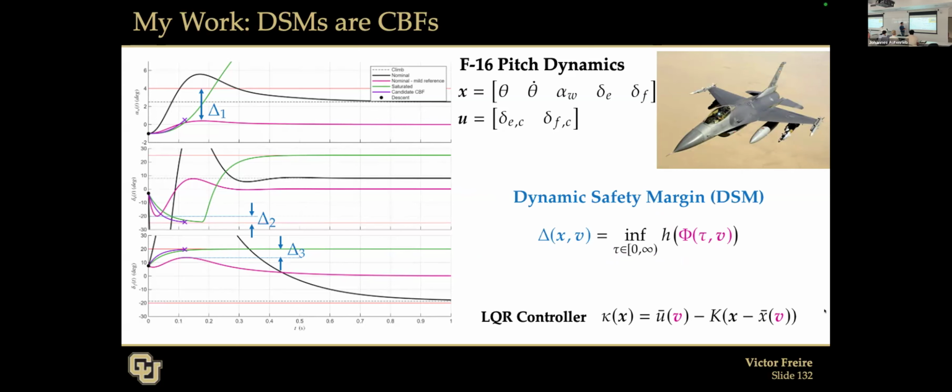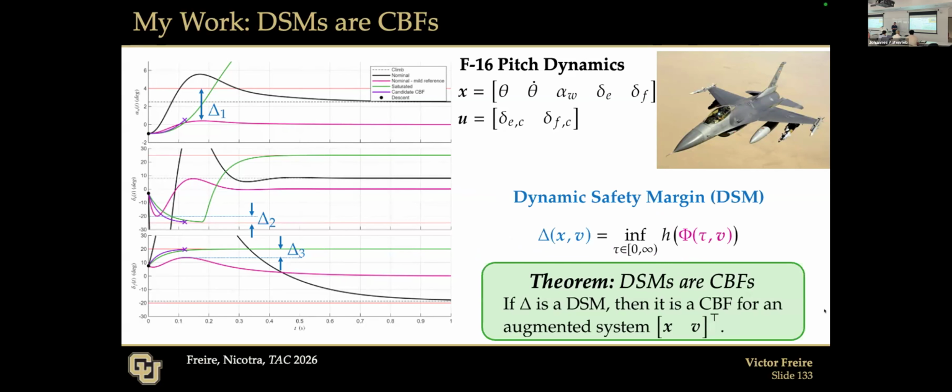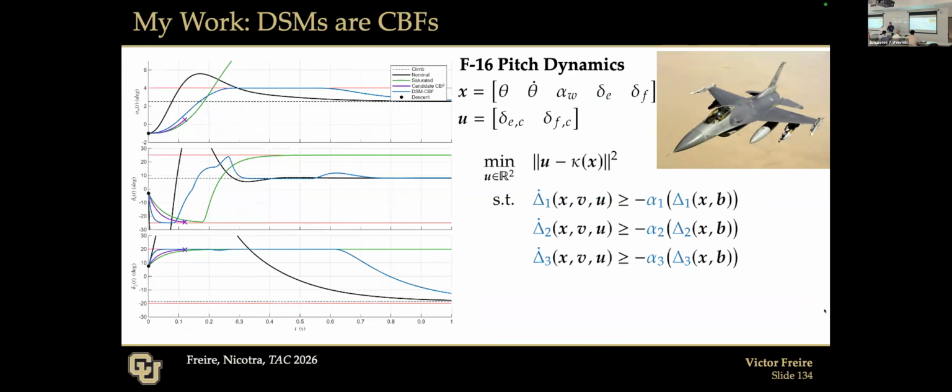It's the minimum distance to constraint violation for our pre-stabilized system. What Marco and I have shown is that this distance is a valid CBF that formally satisfies all the CBF definition when you consider an augmented system that concatenates your state and your reference, X and V. So we can treat those dynamic safety margins as CBFs and put them in the CBF safety filter and now find something that is safe and performs, I would say, quite well.